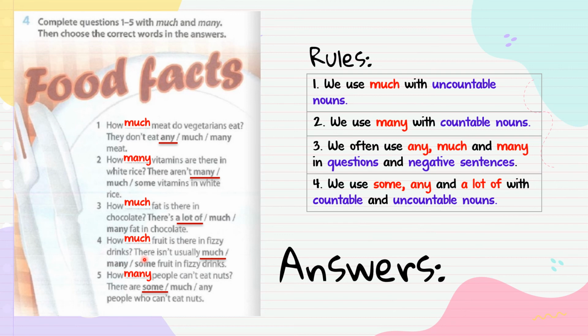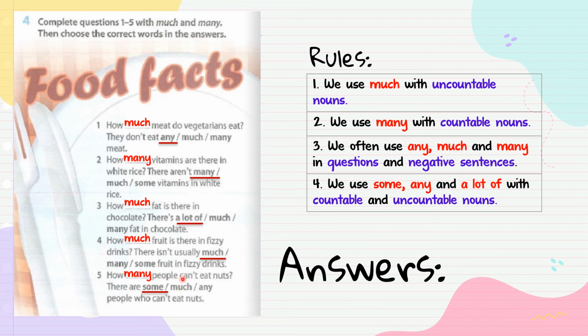Okay, the second sentence. There isn't usually much, many, some fruit in fizzy drinks. Okay, this is a negative statement, so we have to look at the third rule. Okay, so we have some, we cannot use because there is no some here. So we are left with much and many. Okay, many we cannot use because it is for countable noun. So we have much as the answer. We use much.